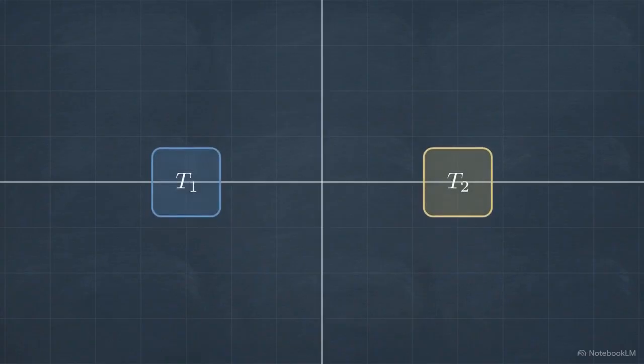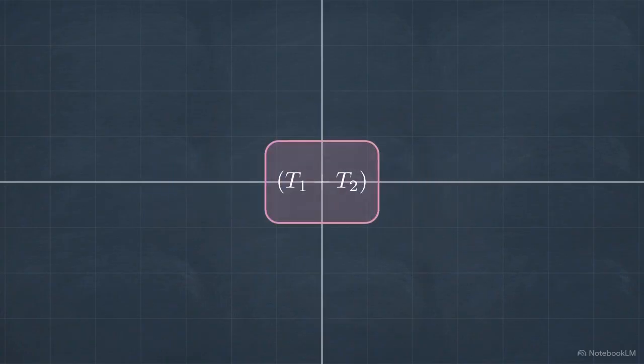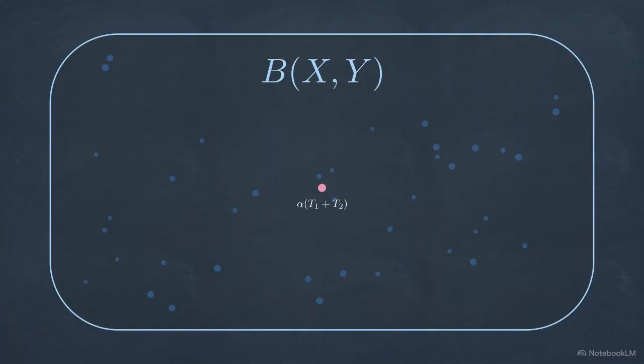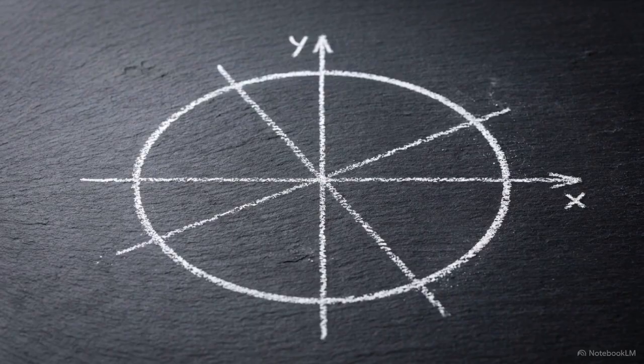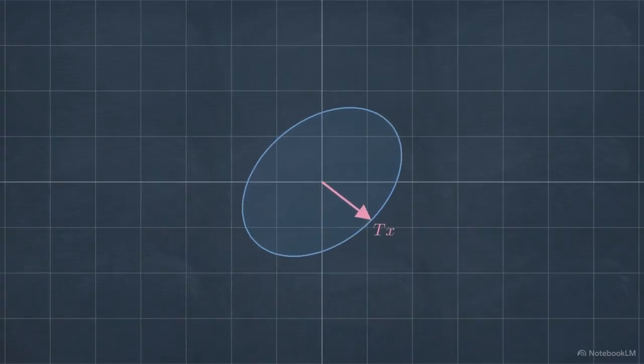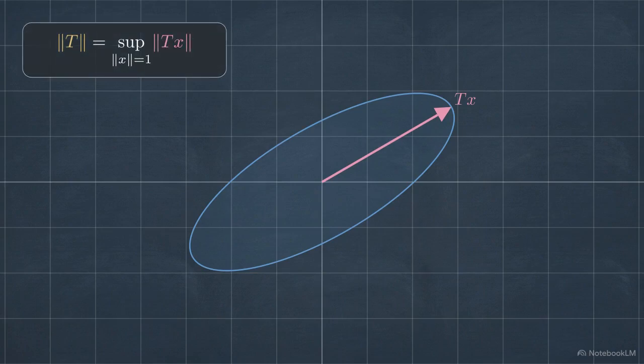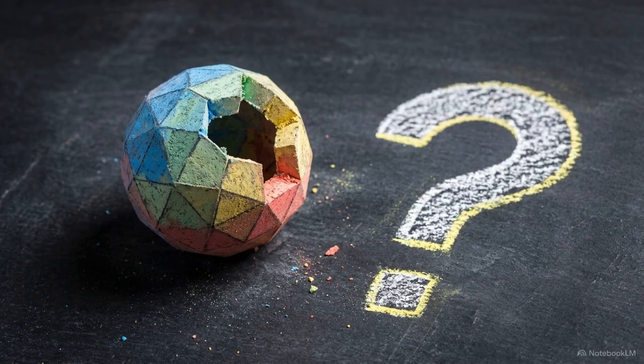Because you can take two bounded linear operators, add them together, or multiply them by a scalar, they behave exactly like vectors. This means they form their own distinct vector space, which we denote as B(X, Y). To give this space a metric, we measure an operator by its maximum stretching power. Look at this unit circle. When an operator acts on it, the circle deforms. The length of the longest resulting axis, the maximum stretch applied to a vector of length 1, is defined as the operator norm. We have a normed space, but is it a complete Banach space?